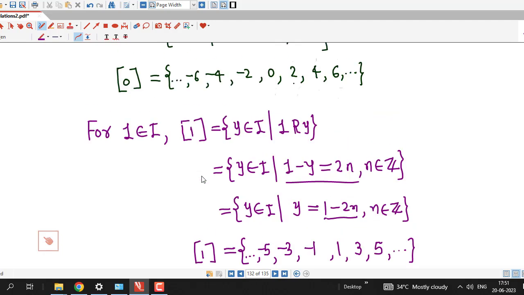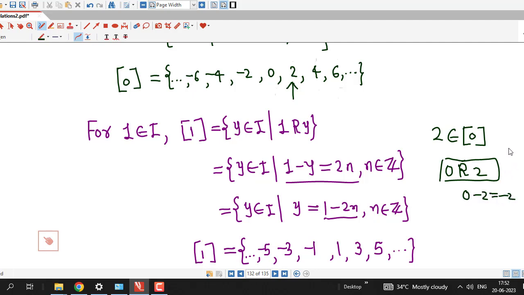And now we check the equivalence class generated by 2. But you can see here 2 is in the equivalence class generated by 0. That means 0 is related to 2. And it is obvious that 0 is related to 2 because the difference of 0 and 2 is an even integer. Therefore, the equivalence classes generated by 0 and 2 must be the same.